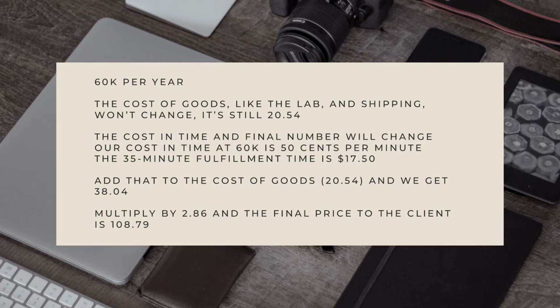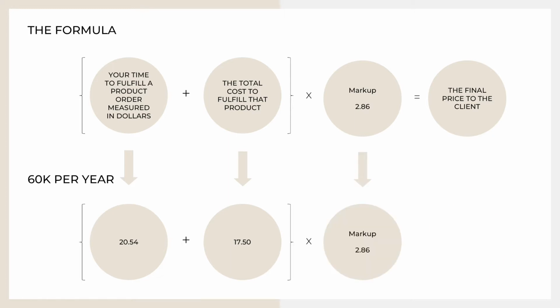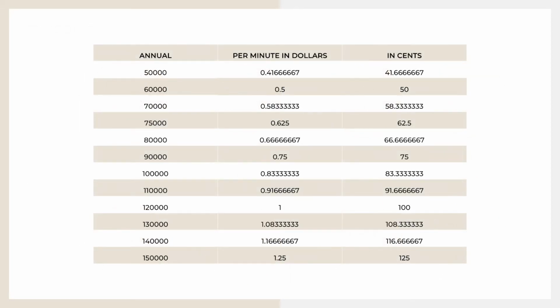And you can do the same math with any amount you want to make per year, all right? And here's the chart from earlier, 60,000. We're going to go through it one more time. 60,000 right there. There's your time to fulfill. There's your total cost to fulfill the product. There's the markup. There's your final price to the client, all right? You're looking at it as the formula now.